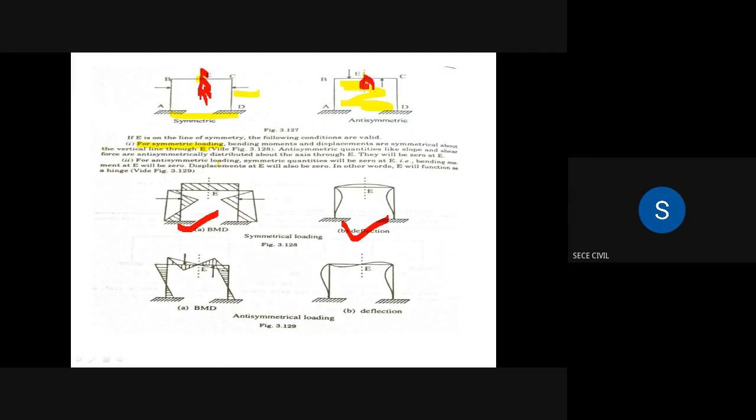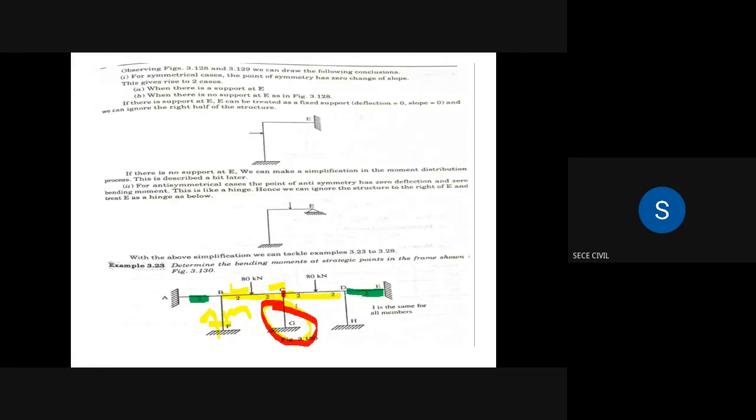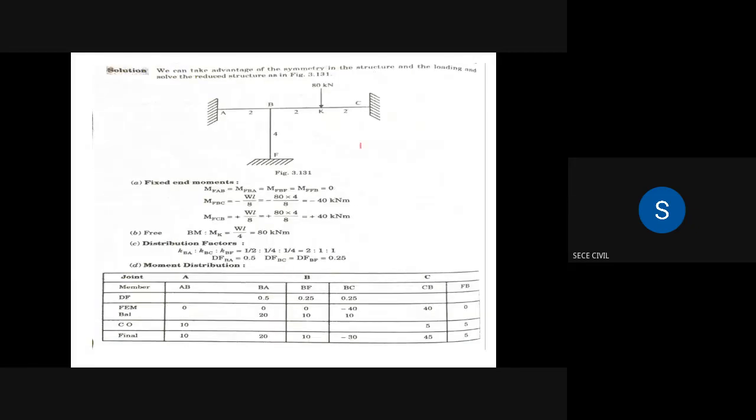Okay, in unsymmetrical loading I will take the point of symmetry as hinged, but in symmetrical loading I will take it as fixed. So in this problem the loadings are similar only. The loadings are symmetric, so we have to take joint C as a fixed support. Understood? Joint C has been chosen as a fixed support.